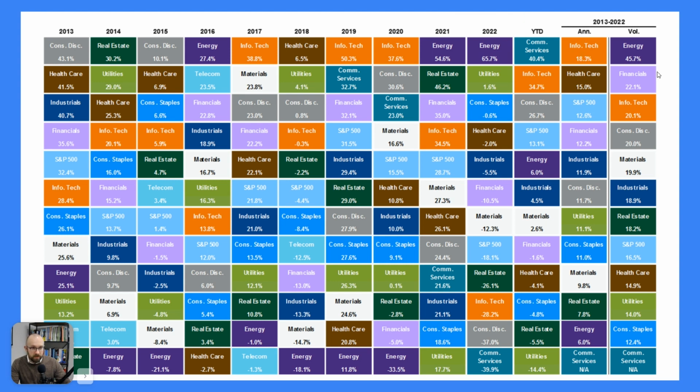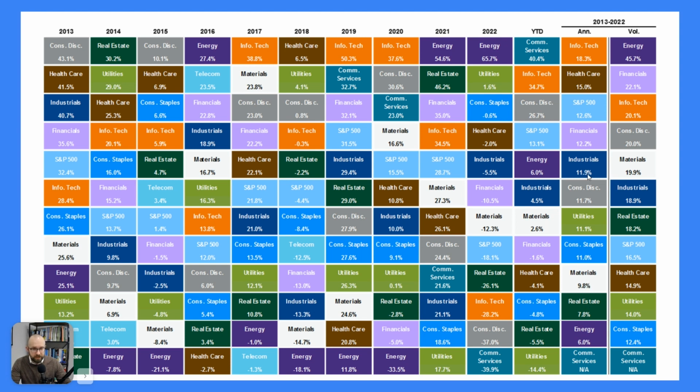So that's how much change they have over time. So it's no surprise information technology has done the best. Communication services is relatively new, so you don't have a ton of history. Energy's done the worst. Then you have real estate, materials, consumer staples, utilities, consumer discretionary, industrials.